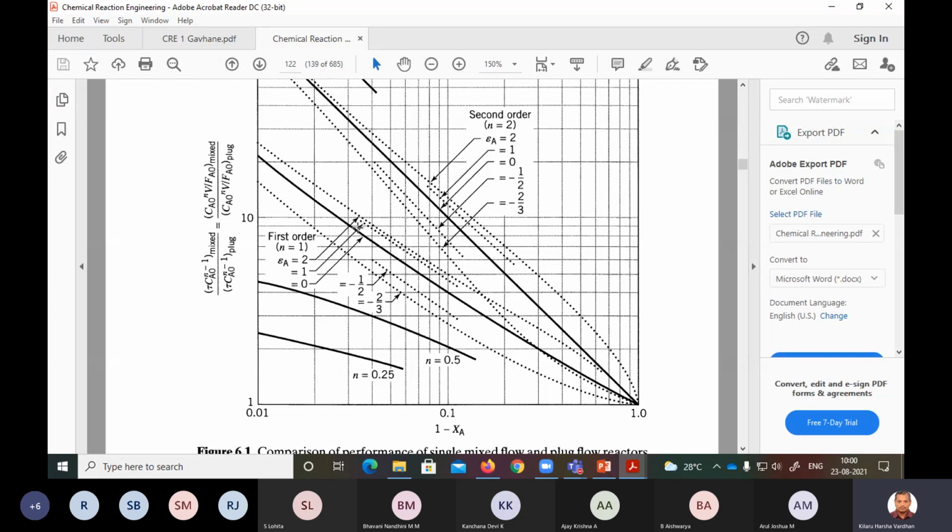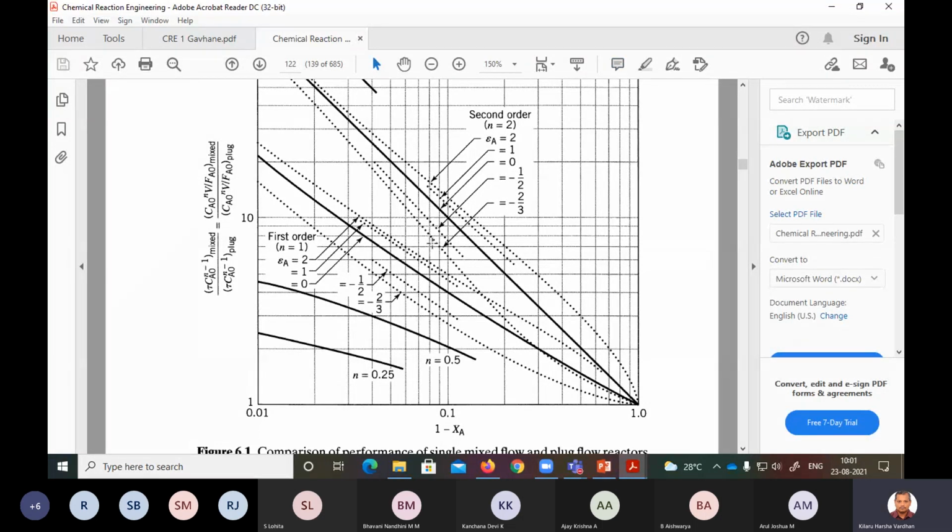Positive in the sense you are getting more number of moles, that is expansion in moles, like A gives 4R. There can be 2A gives R, where the number of moles is decreased. Then what will happen? Your epsilon A becomes negative. If it is negative, then you can see the curve is shifting towards this side. This happens the same even for the second order also. You can see the solid line where epsilon A is 0. For a positive order, you get towards this side, and for a negative order, downside.